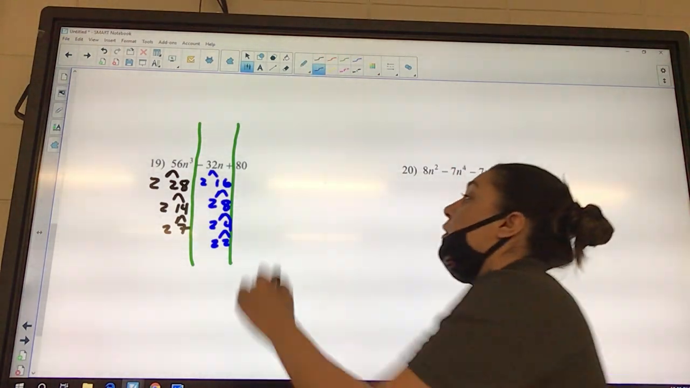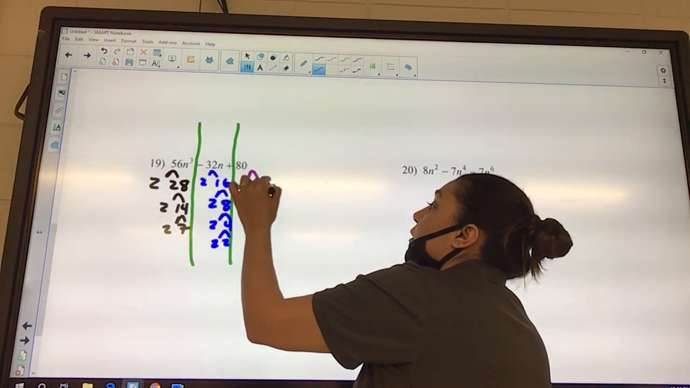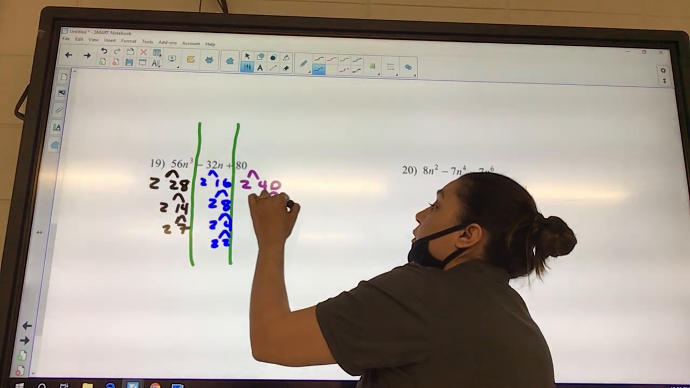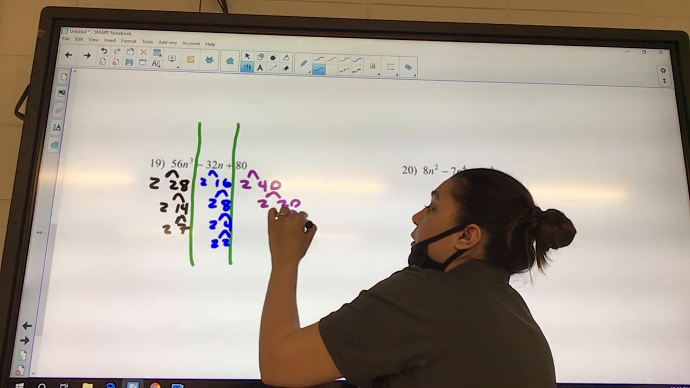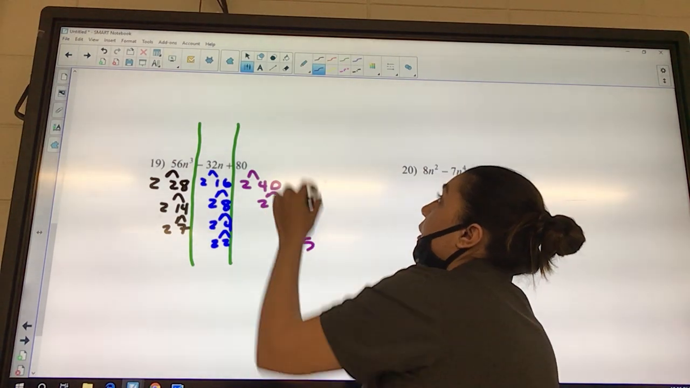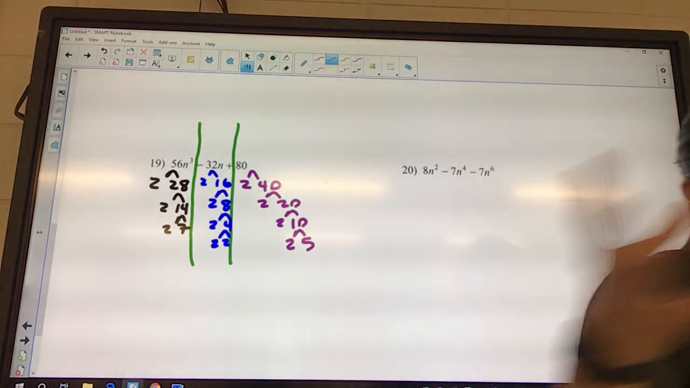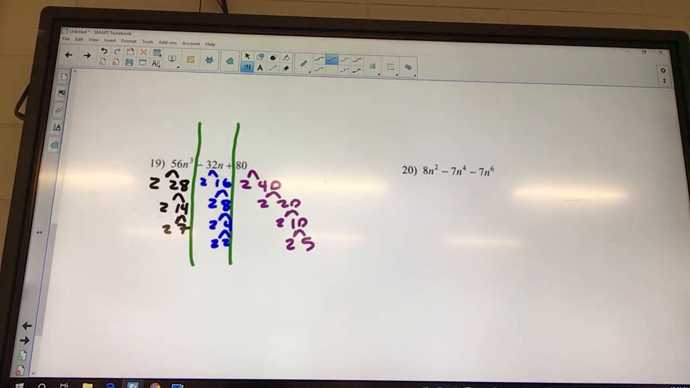And 80: 2 and 40, 2 and 20, 2 and 10, 2 and 5. Okay, be very careful because your work is probably really close together and really small. See what you can put for matches.